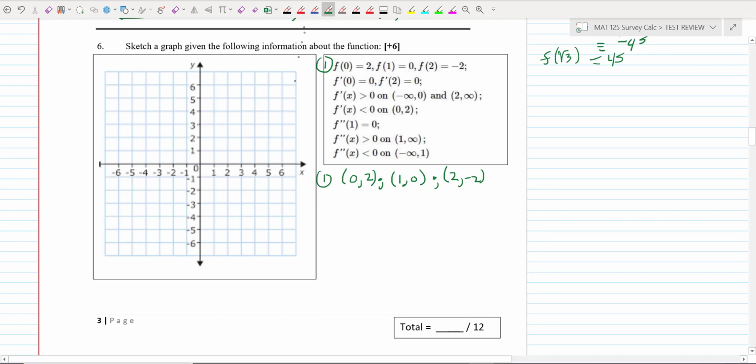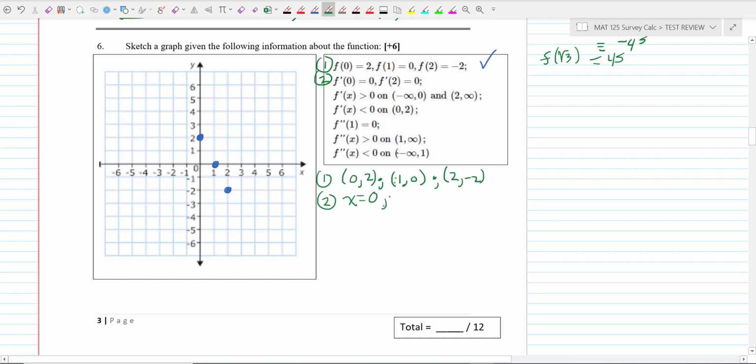So I'm just going to plot those points then. I've got 0, 2, that needs to be on your graph, 1, 0, and 2, negative 2. Okay, so that takes care of that. Those things have to be on your graph. The next thing is talking about the derivative. The derivative is equal to 0. If the derivative is equal to 0, then this just means you have a horizontal tangent line.